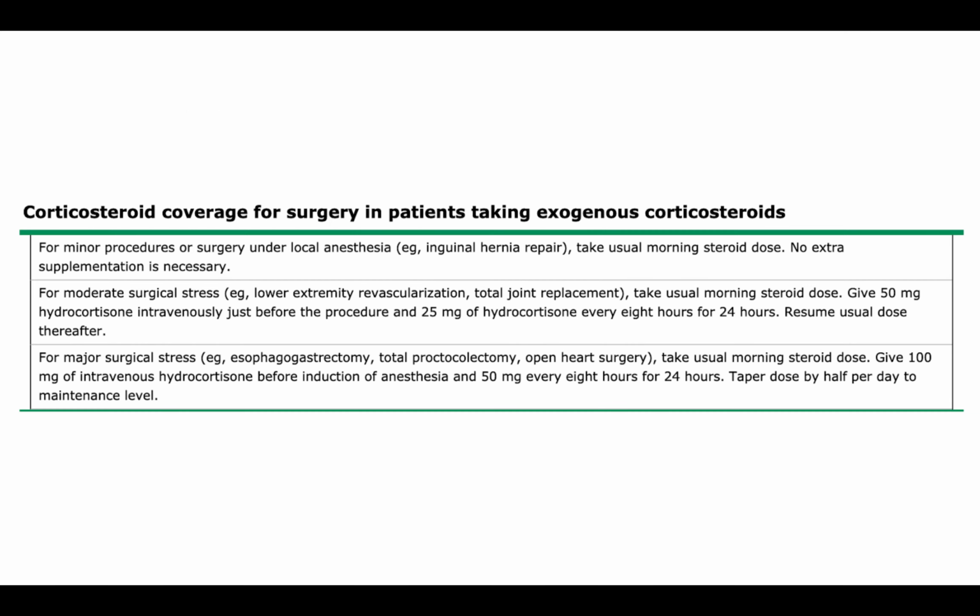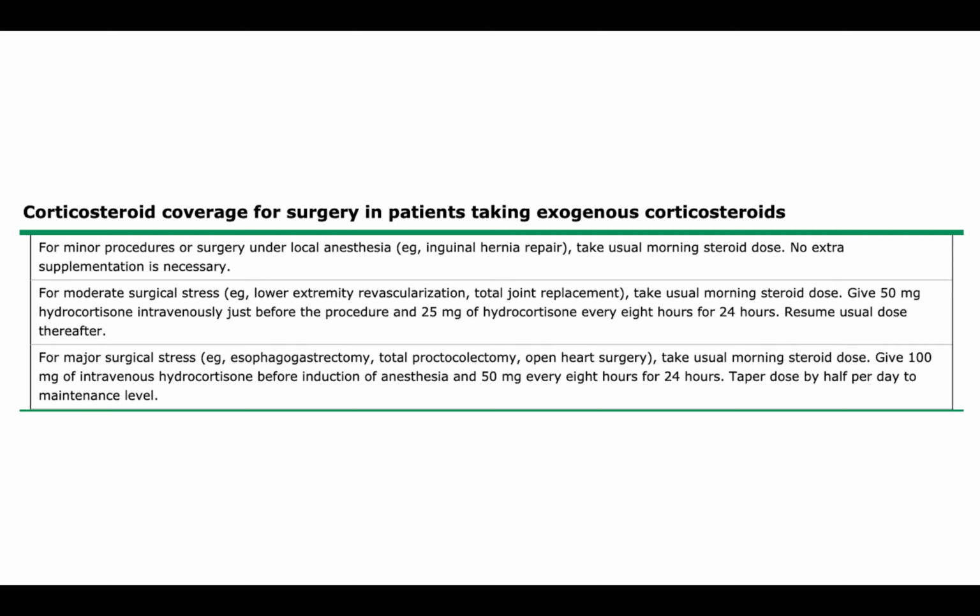So here are the recommendations for minor procedures, and they actually say inguinal hernia repair, kind of our patients who are in and out same day. Take their usual morning steroid dose, and then no extra supplementation is necessary. For moderate surgical procedures, take their usual morning steroid dose, and then these patients get 50 milligrams of hydrocortisone IV just prior to the procedure, and then 25 milligrams of hydrocortisone every 8 hours for 24 hours after, and then resume their normal dose after 24 hours.